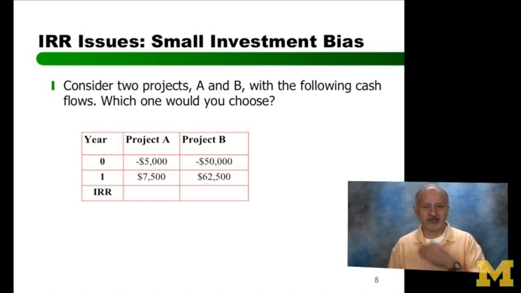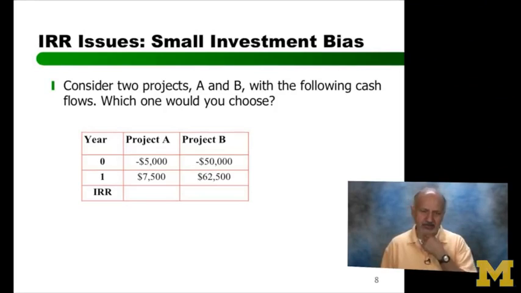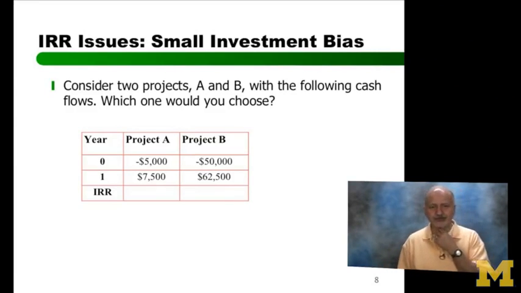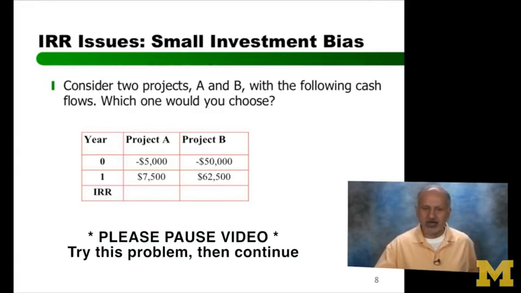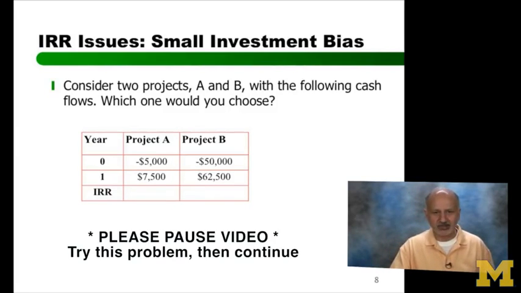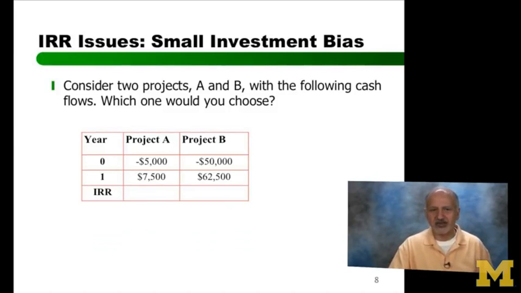Again, using some numbers, I'm going to show you, this is a simpler example, and we don't even need Excel, but it's very important. So project A, project B, their lives are the same. What are the cash flows? Minus 5,000, 7,500. And the second project is minus 50,000, 62,500. Which one would you choose? So the IRR example, let's do. And I'm not going to use a calculator or an Excel, because you can't calculate this in your head.